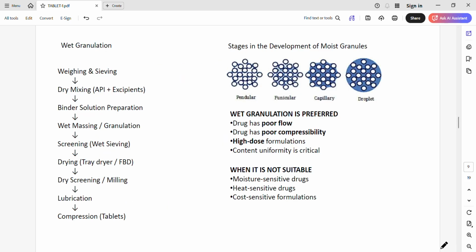Now we discuss the preparation of a tablet.